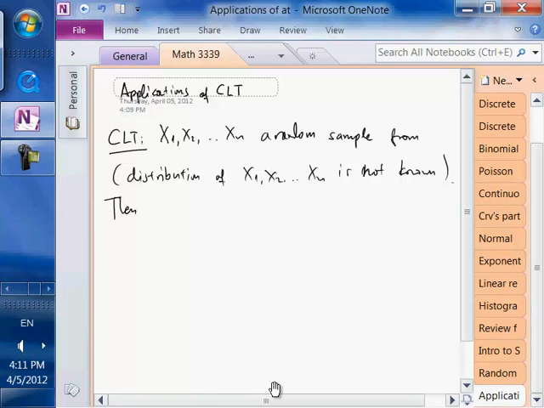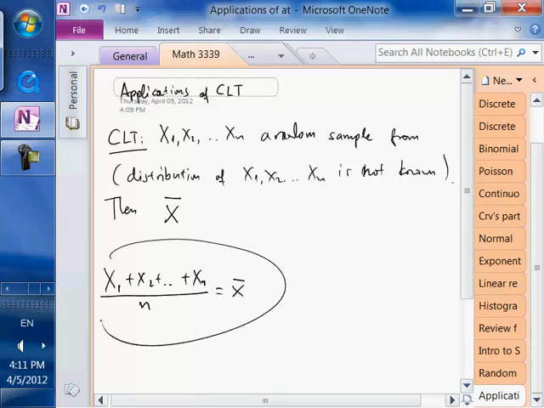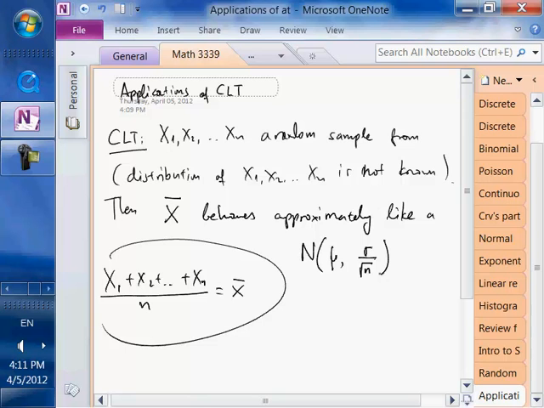Then the central limit theorem is telling us that x bar, which is the sample average, what is x bar? It's this one, all those divided by n, behaves approximately like a normal distribution with mean, the unknown mean, and standard deviation, sigma divided by the square root of n. And that happens as the sample size increases, as n tends to plus infinity.